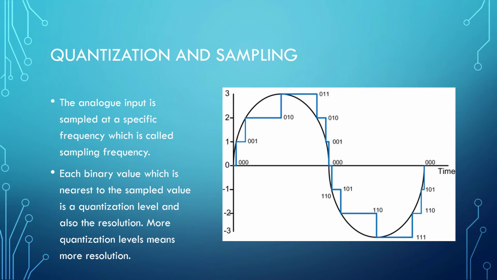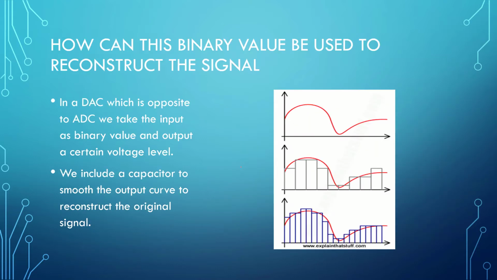And we can see here each binary value is assigned to the nearest possible quantization level. For example, if it's reading some value around here, it will round this value off to either 2 or 1. The ADC does this itself, so you don't need to worry too much about the details for now. These are the basics of ADC.